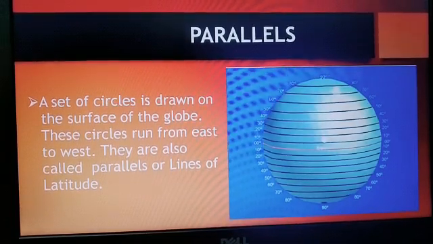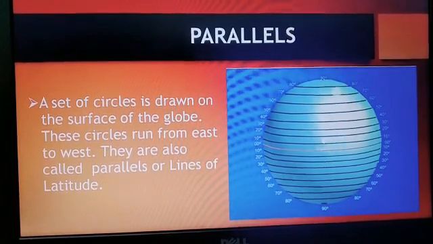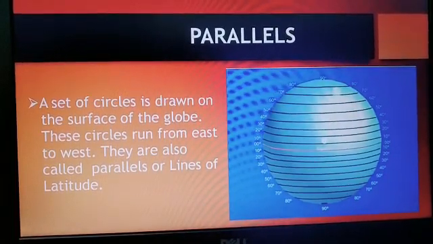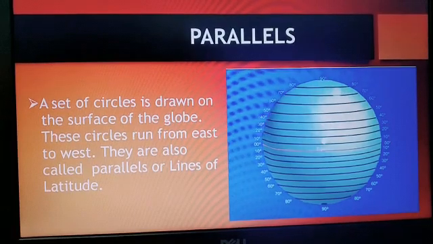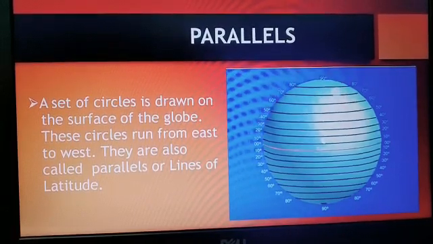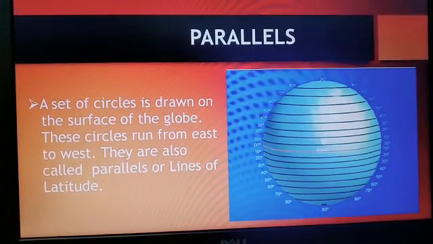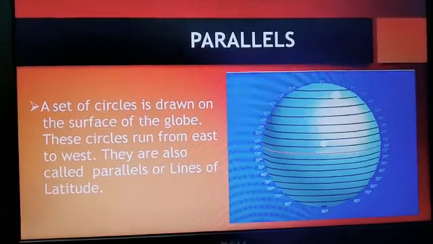The equator, the red line you have seen in the middle of this picture, is the longest parallel on earth. It divides the earth into two equal halves. The upper half of the earth is called the northern hemisphere and the lower half of the earth is called the southern hemisphere.